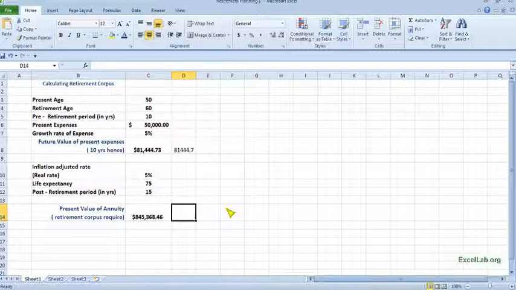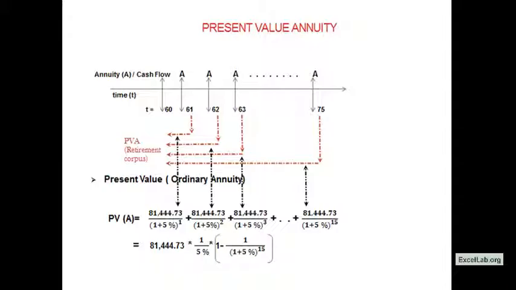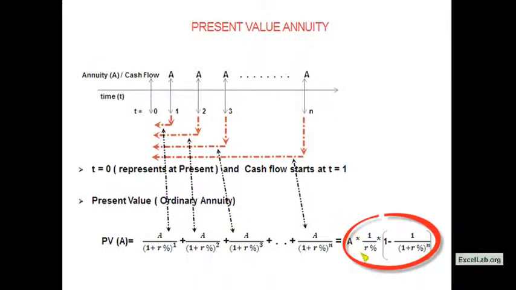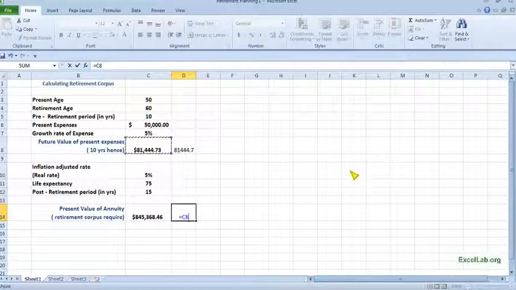We can again put the formula here and check. The formula is this, or this one. We can see this is A for annuity. It is multiplied by 1 upon r%, multiplied by 1 minus 1 upon 1 plus r% raised to n. So I'll put the same formula here. The annuity is multiplied by 1 upon r, so in our case it is 5%.